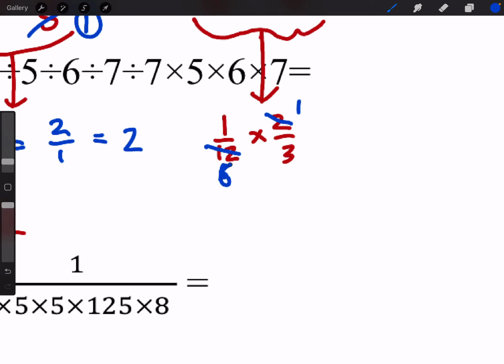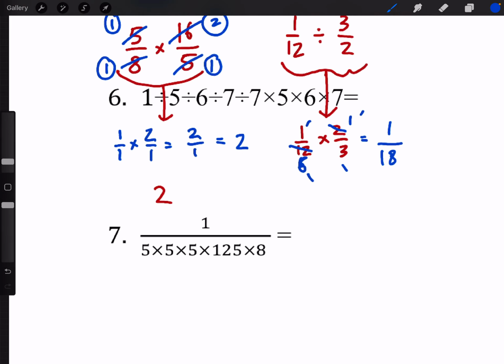You can see a 6 there. And then we can't simplify any further. Do not try and simplify the 6 and the 3. They're both on the bottom, you can't do that. It has to be one from the top, one from the bottom. Okay, so now you have 1 times 1, which is 1. 6 times 3, which is 18. So now all of that turns into 1 on 18.